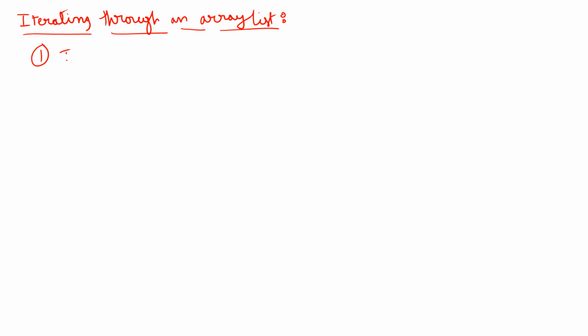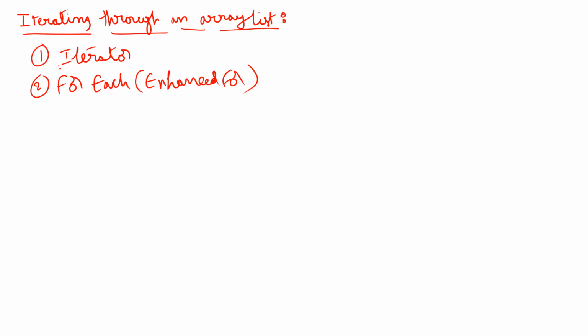One is using Iterator, and second one is using for each loop or enhanced for loop. So these are the two ways we can iterate through an ArrayList. So first one is Iterator. How can we use Iterator? So for looping through an ArrayList using Iterator, let's say we have an ArrayList something like AL. AL is the ArrayList. Okay.